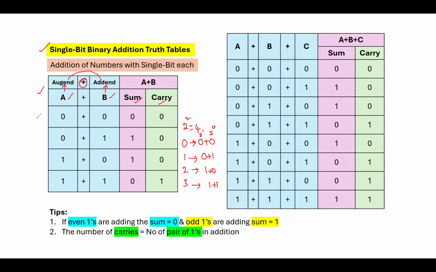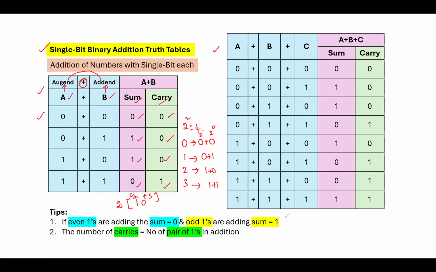Based on this, we should write the truth table: 0 plus 0, 0 plus 1, 1 plus 0, 1 plus 1. 0 plus 0 means sum is 0, carry is 0. 0 plus 1 is sum is 1, carry 0. 1 plus 0 is sum is 1, carry is 0. 1 plus 1 means its equivalent value is 2. 2 in binary form is 1, 0. Out of this, 0 is the sum, 1 is carry. That's why sum we should write here, carry we should write here. So this is the truth table for single bit two numbers addition.